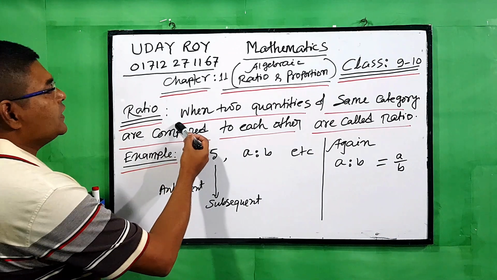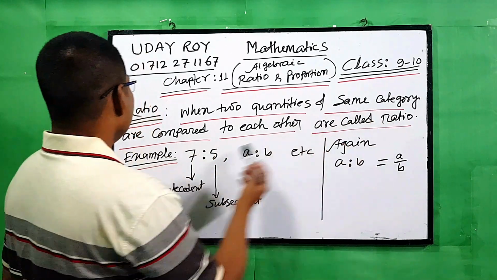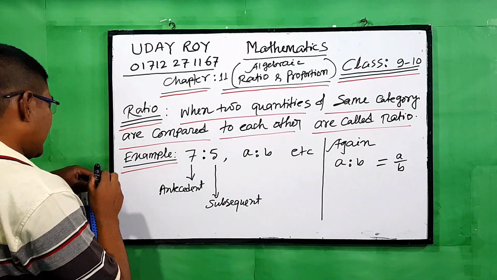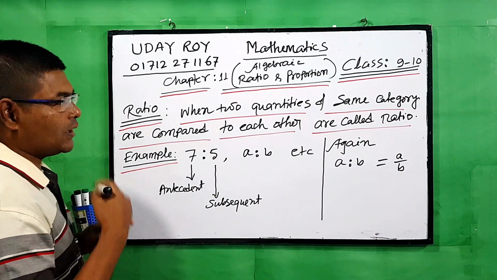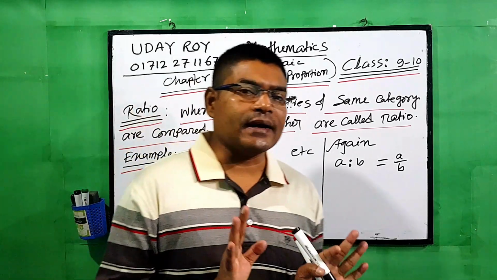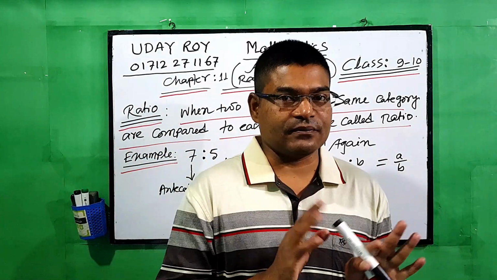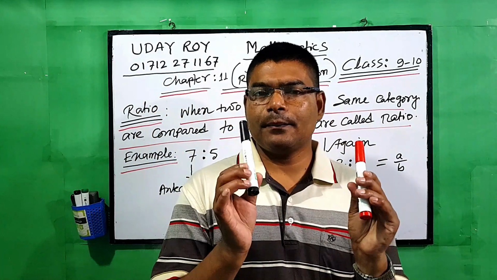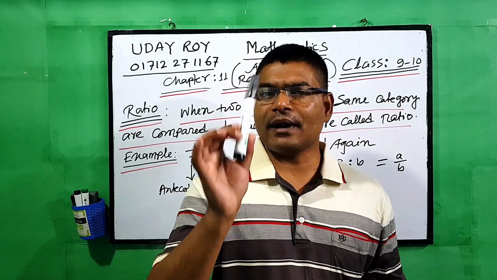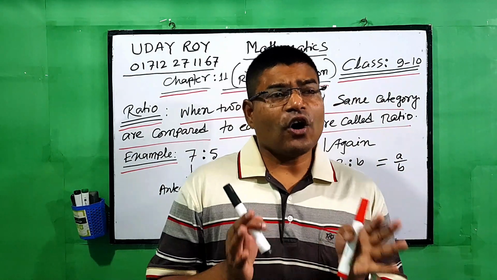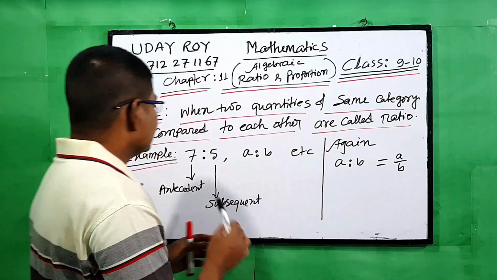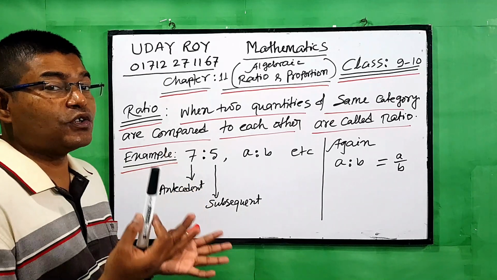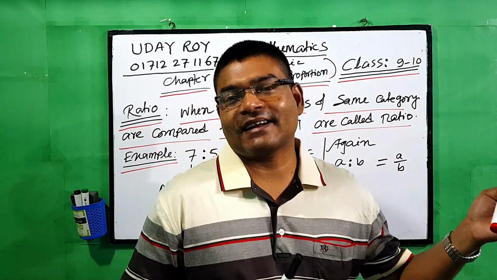Ratio: when two quantities of the same category are compared to each other, it is called a ratio. When two quantities of the same category, so we can compare a pen with a pen, black pen with a black pen, red pen with a red pen, or here you can see the numbers 7:5. This is the ratio symbol. Already we all know ratio. We have learned it in class 7.